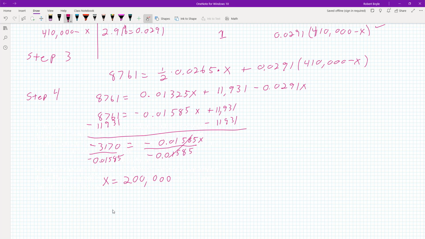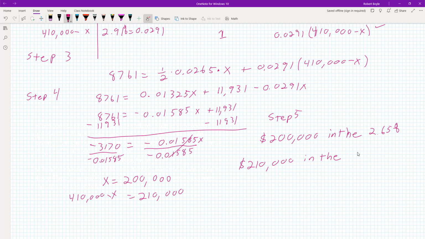Well, if that's the case, if x is equal to $200,000, then it turns out that 410,000 minus x is equal to $210,000. And we can use this for step 5. So we want to have $200,000 in the 2.65% account, and then we want to have $210,000 in the 2.91% account.